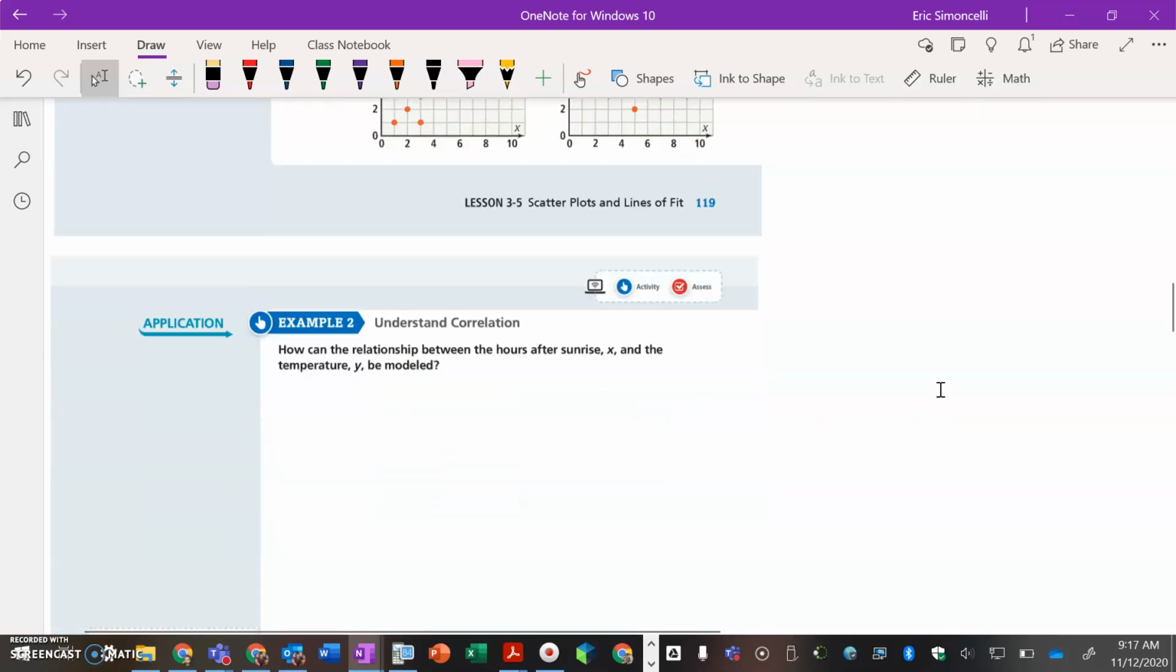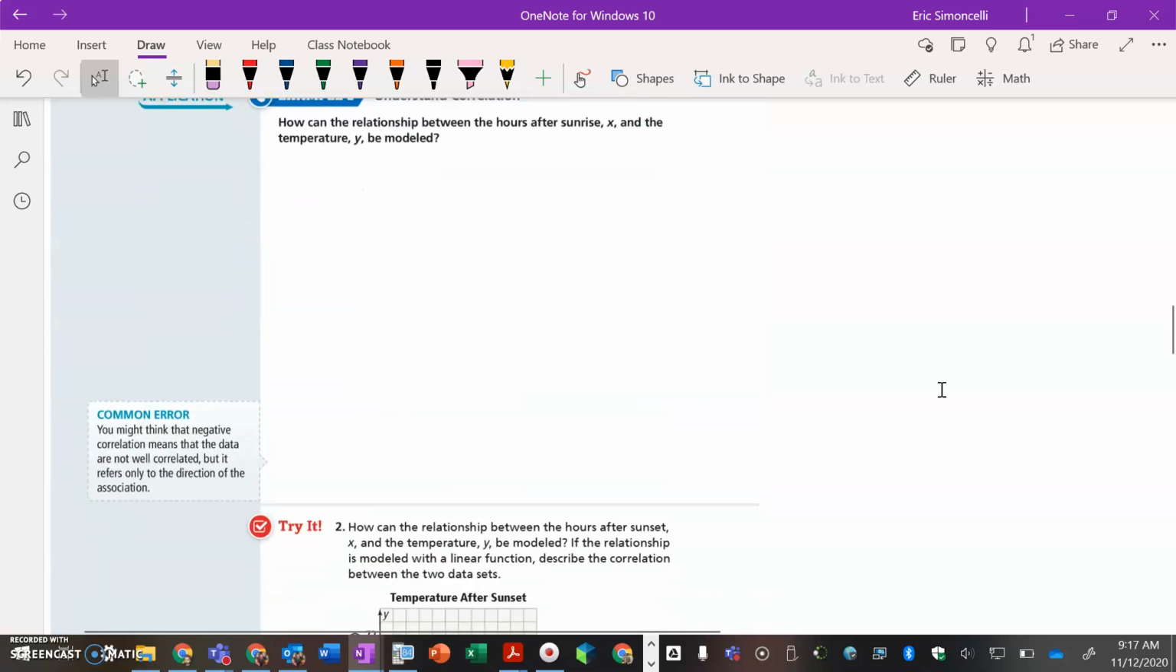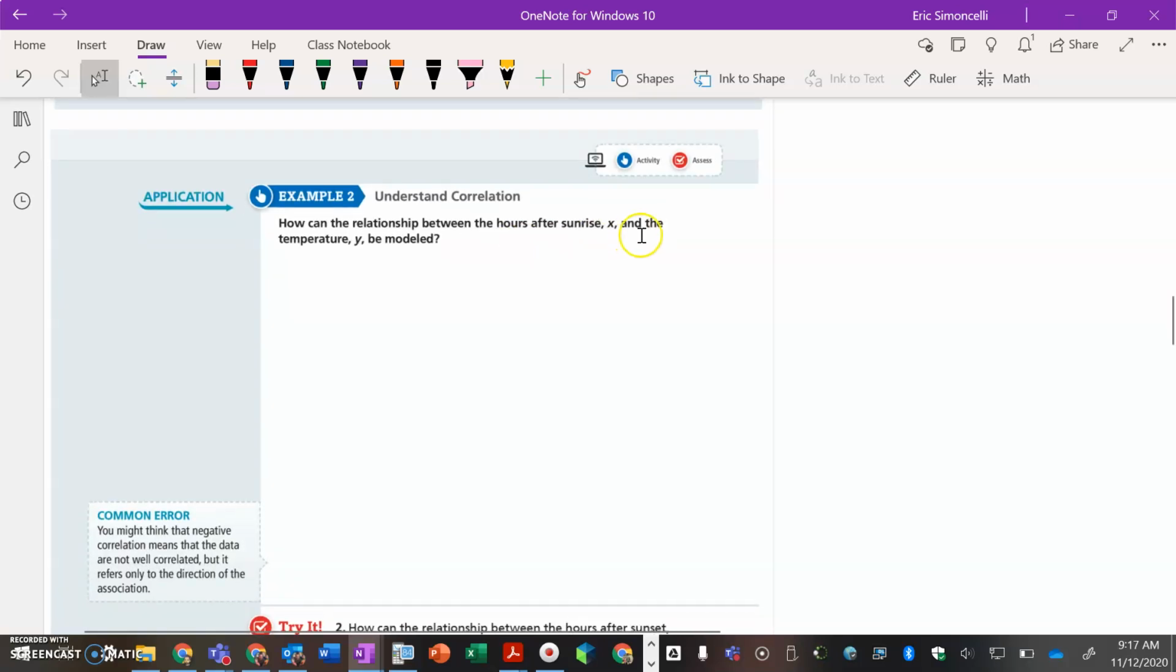Moving on, example 2. How can the relationship between the hours after sunrise X and the temperature Y be modeled? So if we take a look, it says the data points on the scatter plot approximate a line. Sketch a trend line that best fits the data to determine whether a linear function can model the relationship.